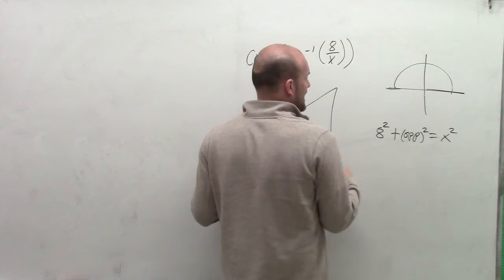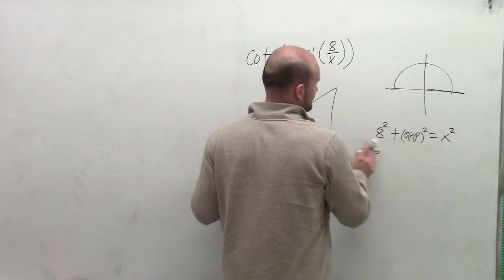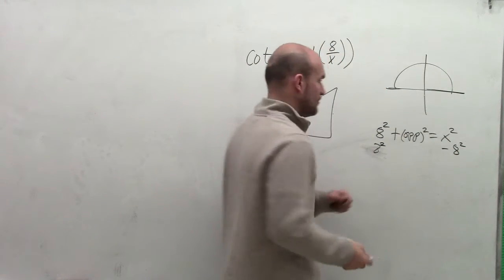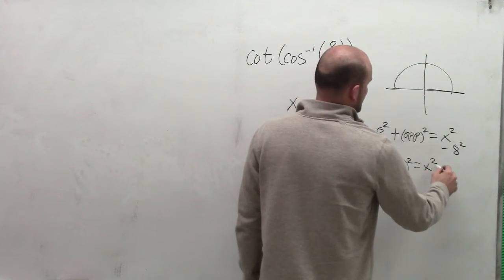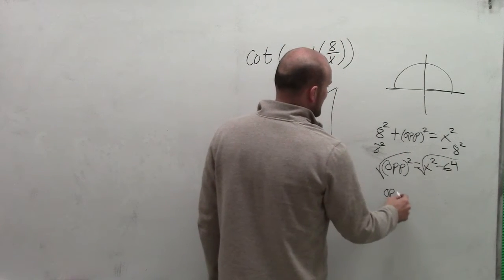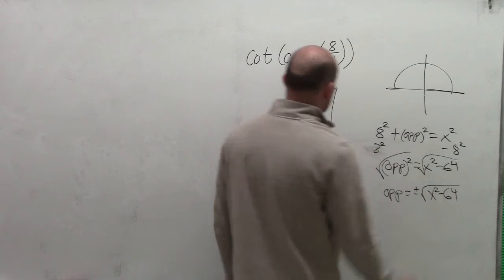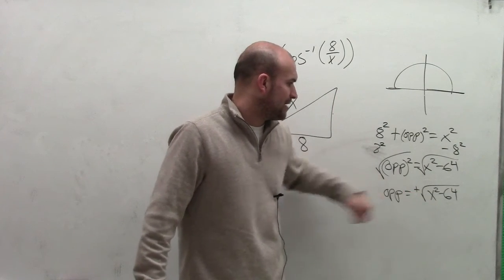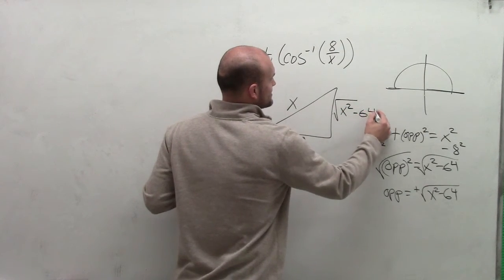Now, by solving for my opposite side, because that's what I want to figure out, I'll subtract 8 squared, which we know is 64. So I have my opposite side squared equals x squared minus 64. Now I take the square root, and my opposite side is equal to plus or minus the square root of x squared minus 64. Since we're dealing with the first quadrant, we know it's going to be a positive root. So my opposite side is the square root of x squared minus 64.